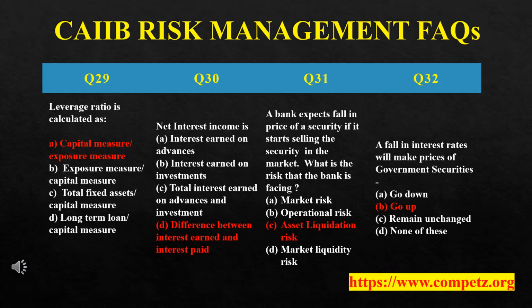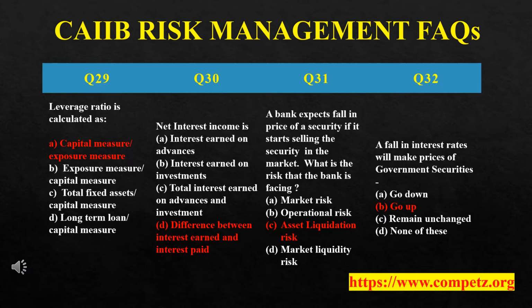The answer is market risk. Why? Because, see, actually the answer is asset liquidation risk. But see here first, the answer is market risk. So why the market risk? Market risk refers to the risk of a price of a security falling in general. What is asked in the question is that the price falls because the bank is starting selling the security in the market, isn't it? That is when it is liquidating its assets, right? Hence the answer is the option C, asset liquidation risk.